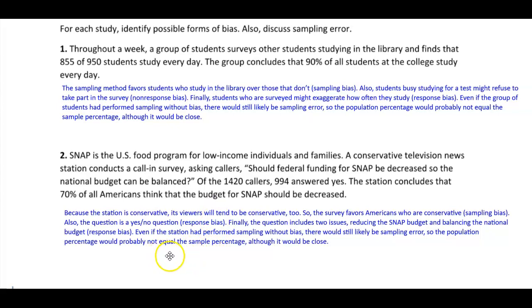Now, because the station is conservative, its viewers will tend to be conservative too. So the survey favors Americans who are conservative, which is a sampling bias. Also, the question is a yes-no question, which is a response bias. And finally, the question includes 2 issues: reducing the SNAP budget and balancing the national budget, which is a response bias. So even if the station performs sampling without bias, there would still likely be sampling error, so the population percentage would probably not equal the sample percentage, although it would be close.